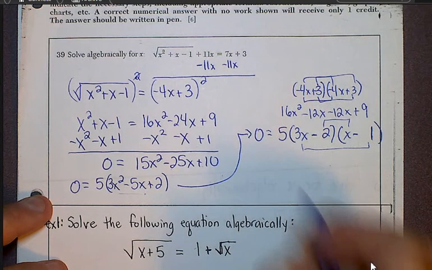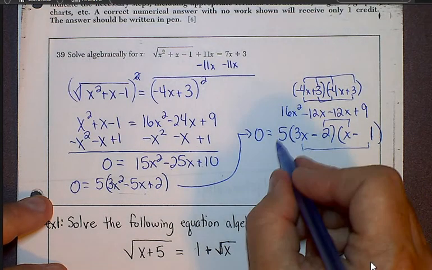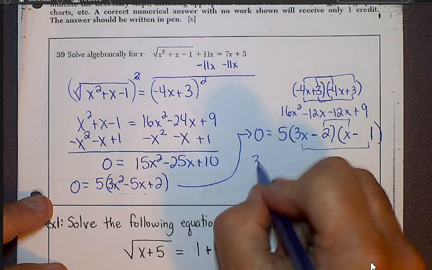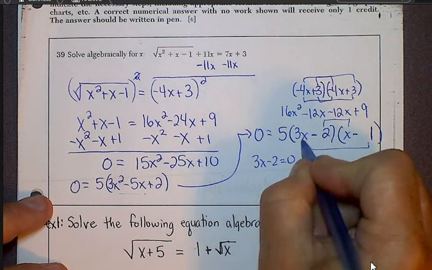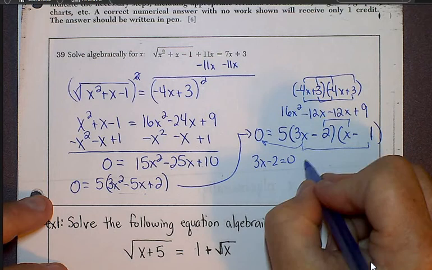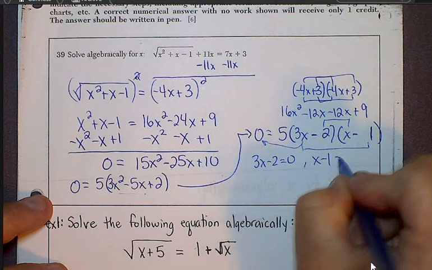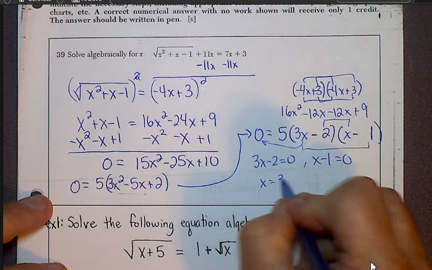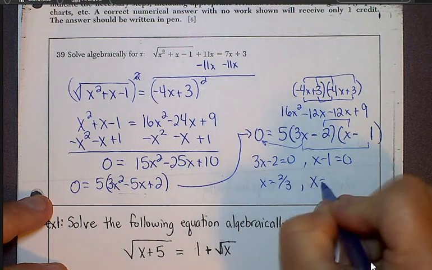Now, when I solve, the 5 can never equal 0. There's no variable piece to it, so I ignore it. I take 3x minus 2, that first factor, and set that equal to 0. Then I take the second factor, which is x minus 1, and set that equal to 0. I'm going to add 2 and divide by 3. Over here I'm going to add 1. x is equal to 1.